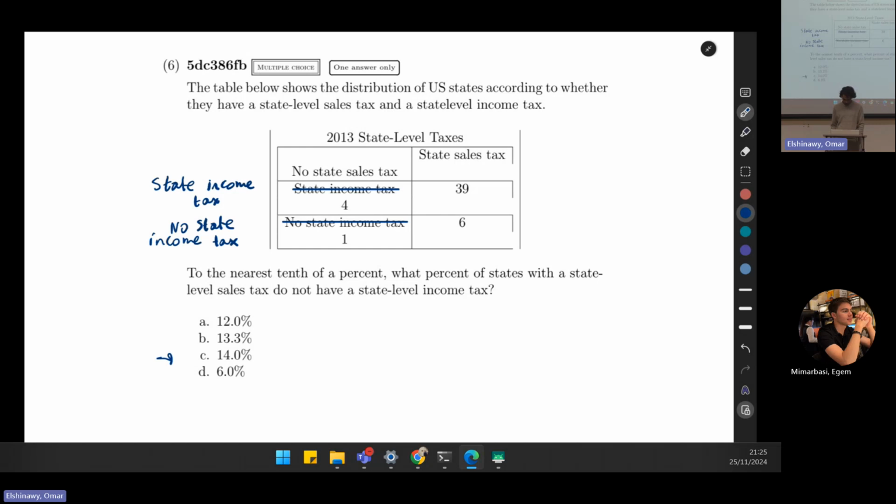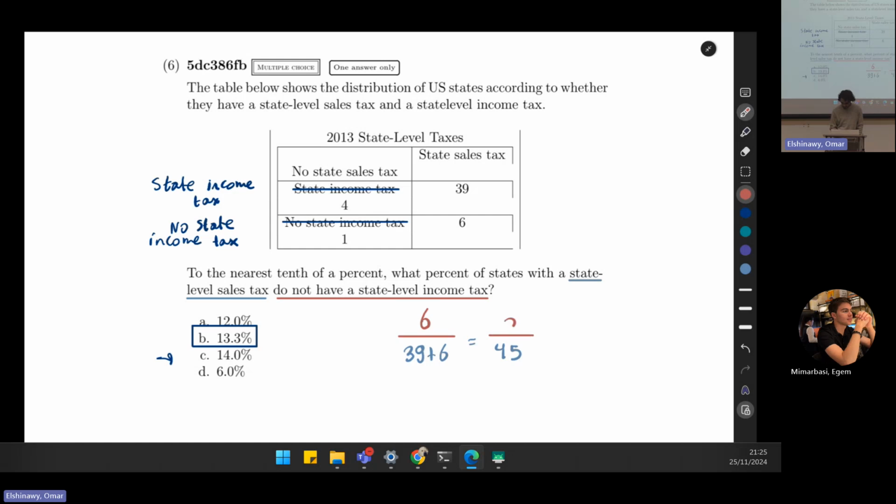I say B. You say B, okay. Can you tell us why? First, they said that they want the states with state level sales tax that do not have state level income tax. So we can see that the number of states which have state sales tax are 45, yes, so 39 plus 6 equals 45. And out of them, only 6 do not have state level income tax.